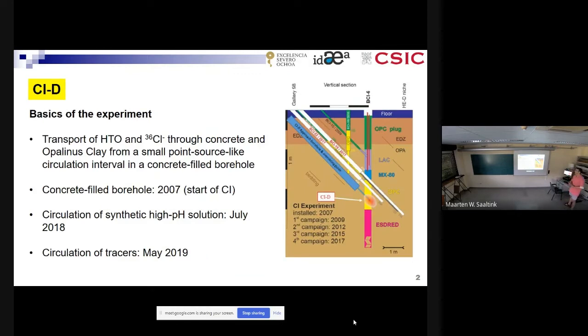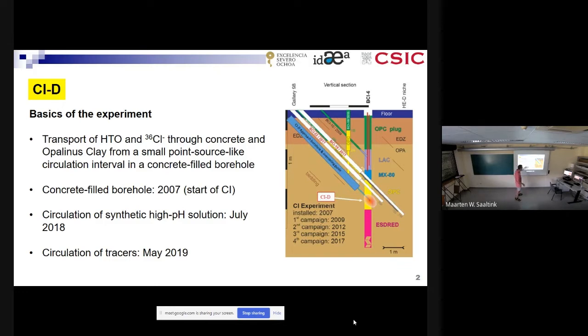This experiment, CID, basically was designed to study the transport, the special transport property, in this case, of tritium, that is water, and chloride, a radioactive isotope of chloride, chloride-36, through concrete and Opalinus Clay from a small point source, like a circulation interval in a concrete field.